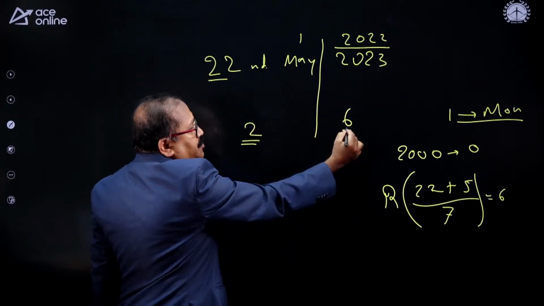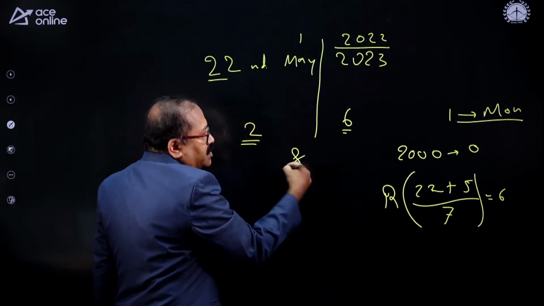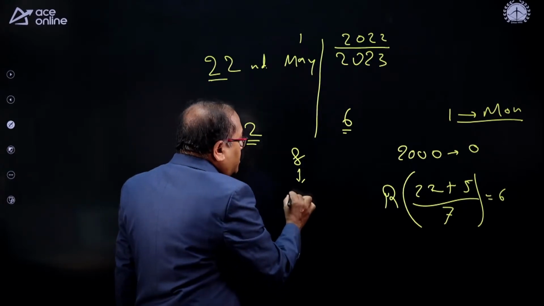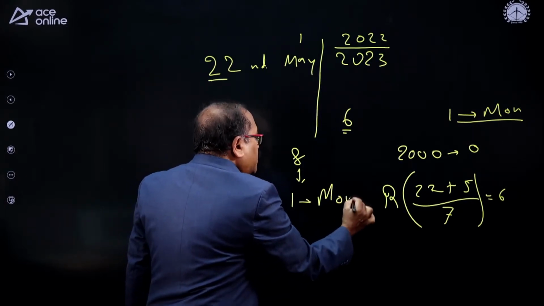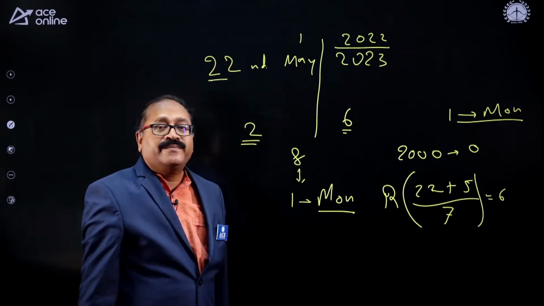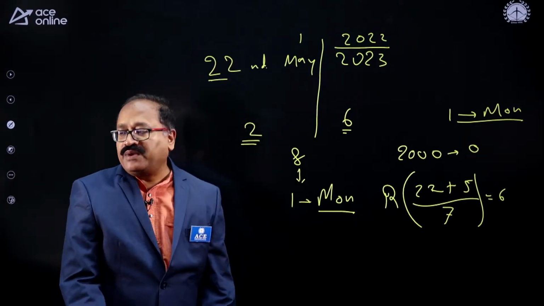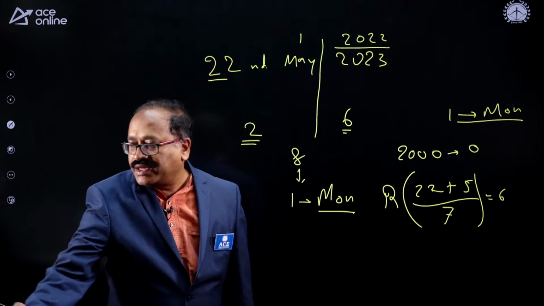What is the total odd days? 2 plus 6 is 8. In other words, 8 divided by 7, the remainder is 1. And the 1 represents Monday. So today is Monday. Hope you are understanding it, my friends. Hope you are understanding it.